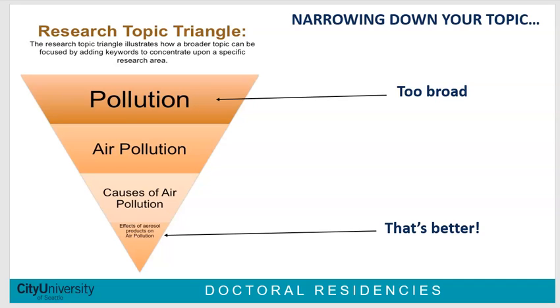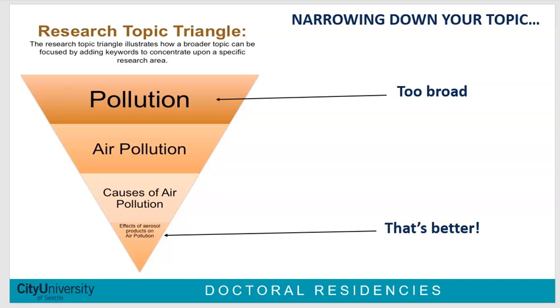Here's an example using what's known as the research topic triangle. The triangle is just a visual way to look at the issue at hand, but then narrow it to something that you want to research. Here we go. Let's look at the idea of pollution. Yeah, that's great that you want to study pollution, but pollution is too broad. So let's narrow it down to what type of pollution. Well, there's land, sea, whatever. Well, air pollution. Okay, that's a little bit better, but air pollution is still too broad. Let's narrow it down even further to the causes of air pollution.